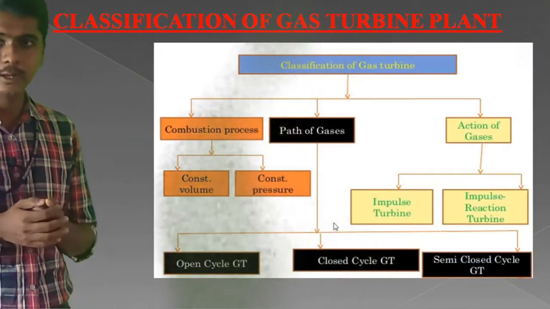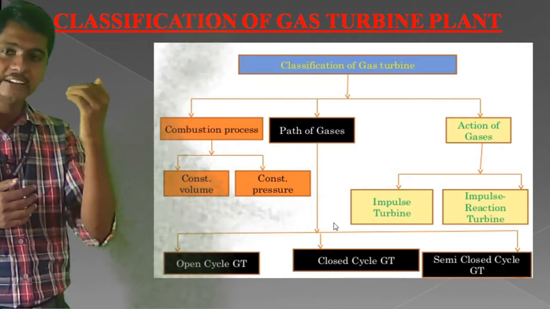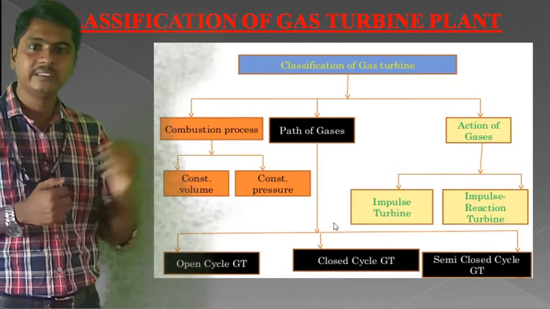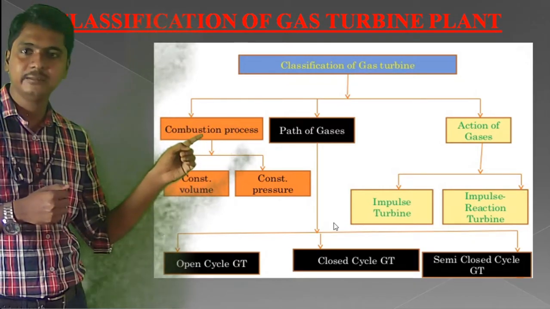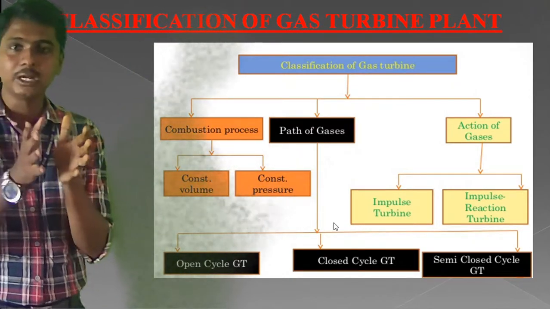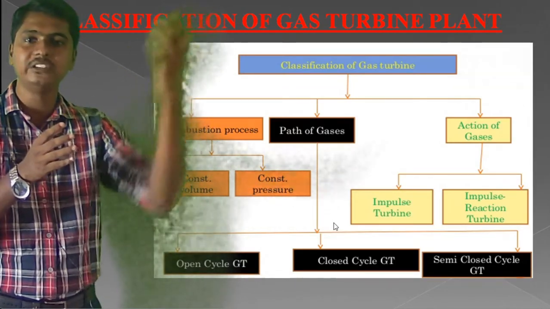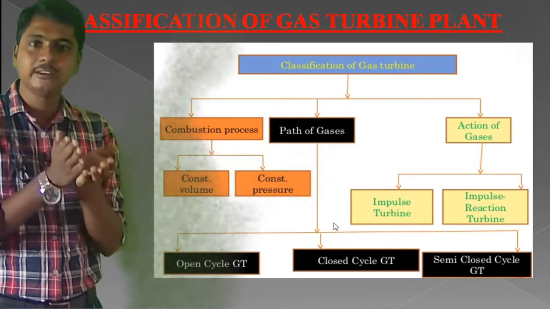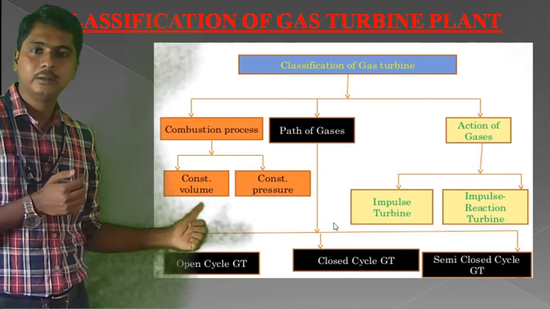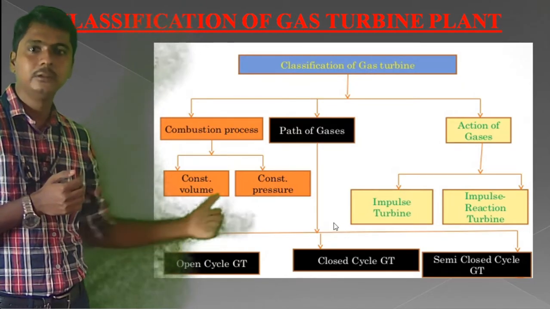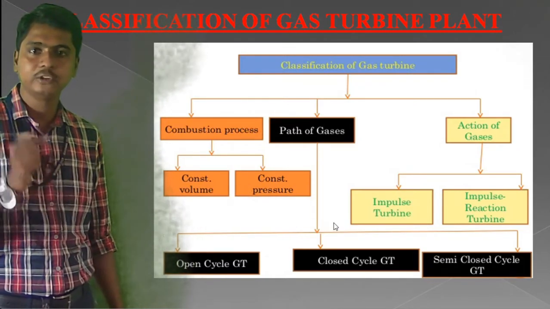Right. Now coming to the classification. If you see how gas turbines are classified, basically three types are there. The first is classified on the basis of the combustion process, meaning the condition of the combustion chamber, where the burning of the air and fuel mixture takes place. Based upon the condition of the combustion chamber, it will be of two types: one is the constant volume gas turbine power plant, and the other is the constant pressure gas turbine power plant. This is one type.